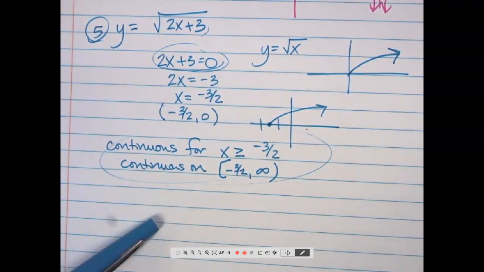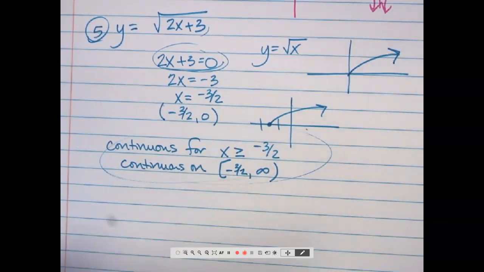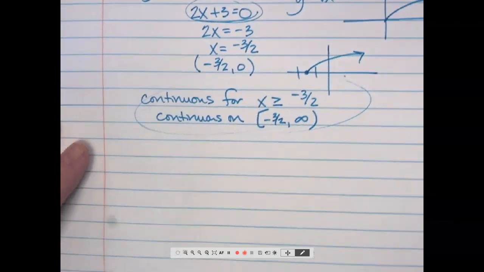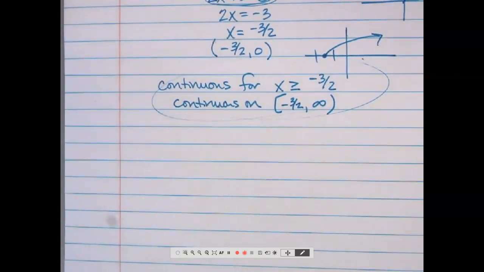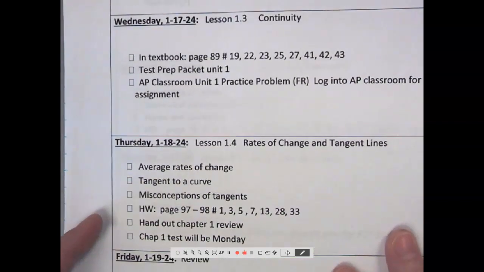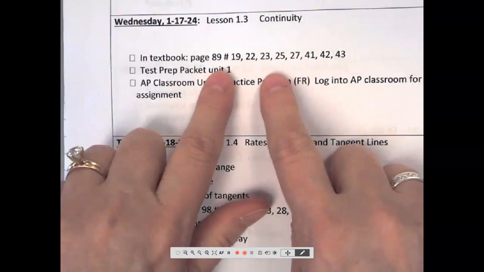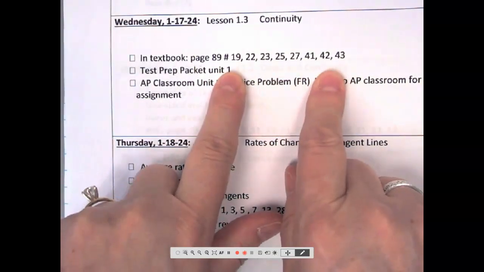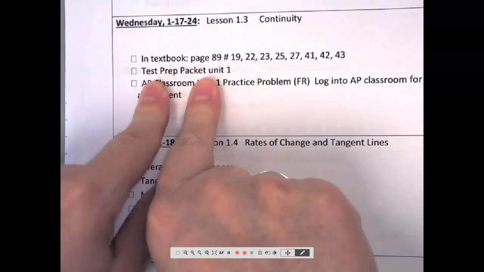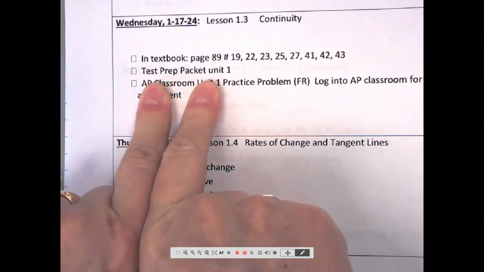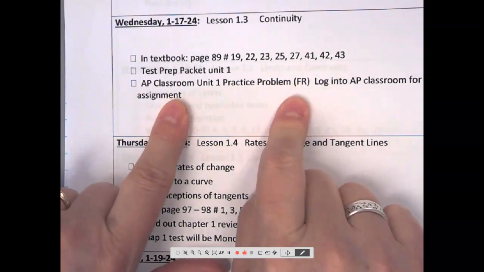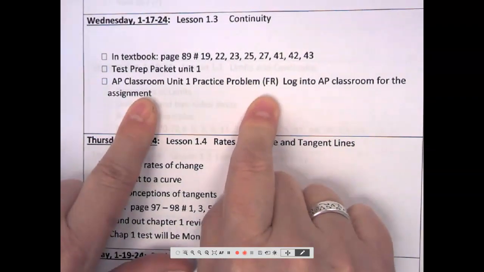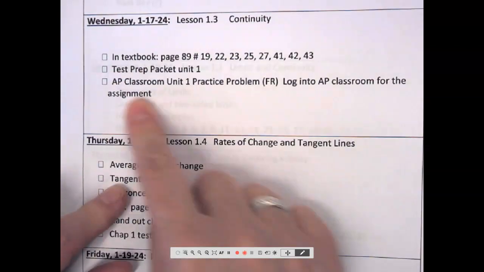Any questions on that? Okay. All right, so what we're going to do today is continue working on continuity. If you look on your agenda, we are going to add these to those problems that we just looked at. I have a test prep packet that has multiple choice questions pertaining to the stuff that we've talked about so far. And there is one free response on AP Classroom. So we're going to work on these 3 things today.